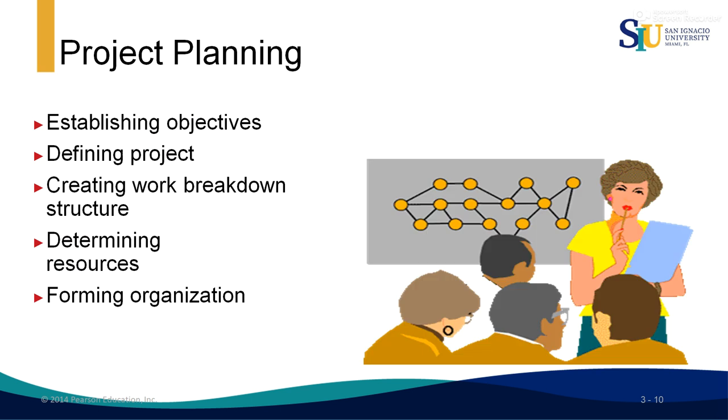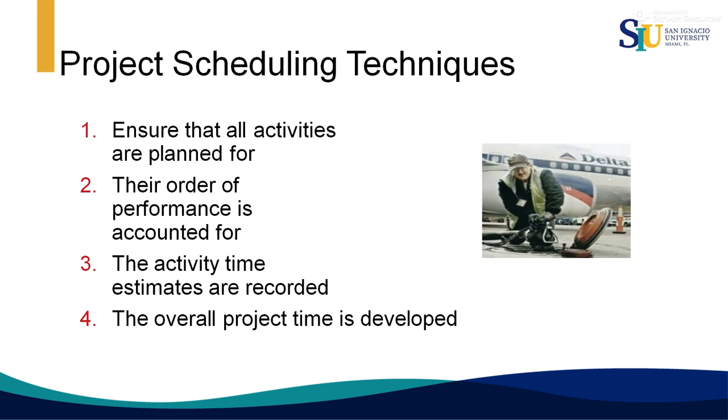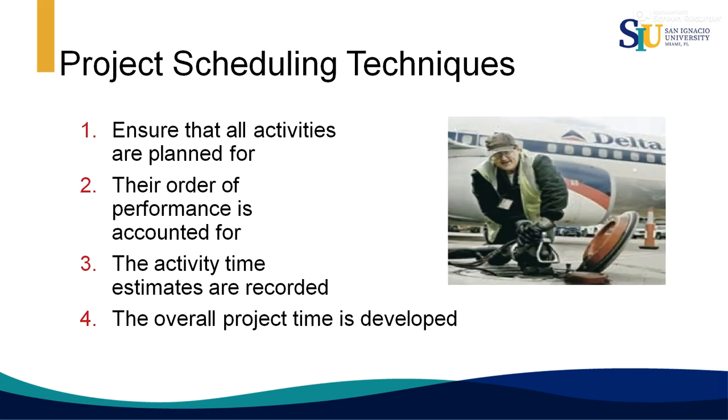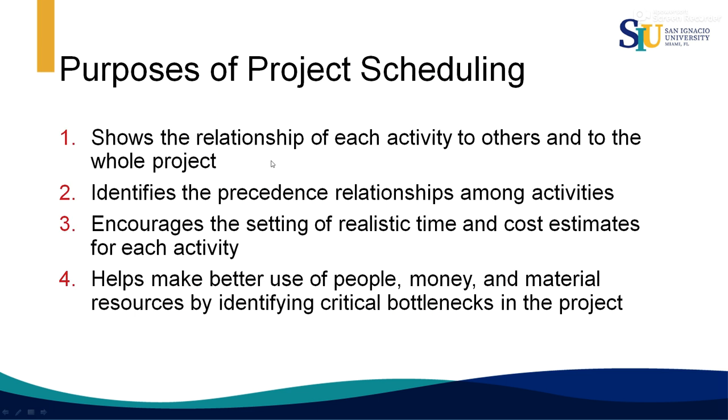In project planning, you have to establish the objectives, define the project, define the structure of the project and the resources that you need, and then form the organization. There are many techniques for doing that. In project scheduling, you show the relationship of each activity to others in the project. Identify the precedence relationships among activities, which is very important, and the time and cost estimates for each activity.